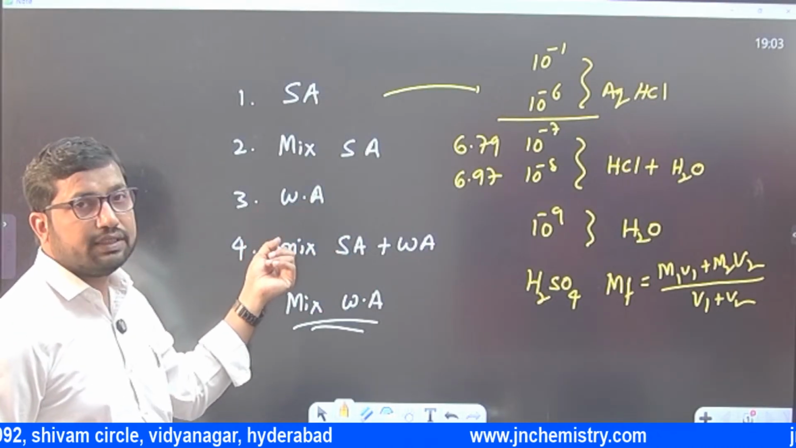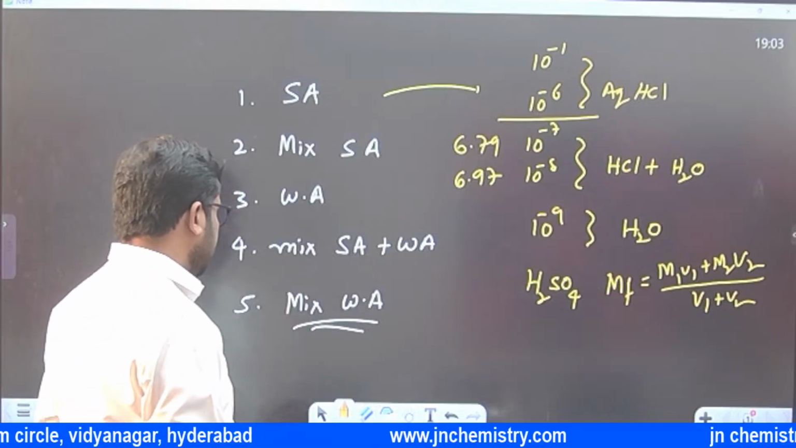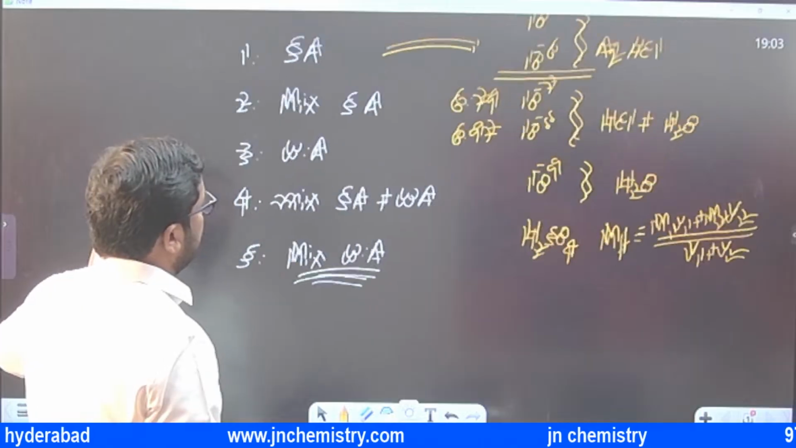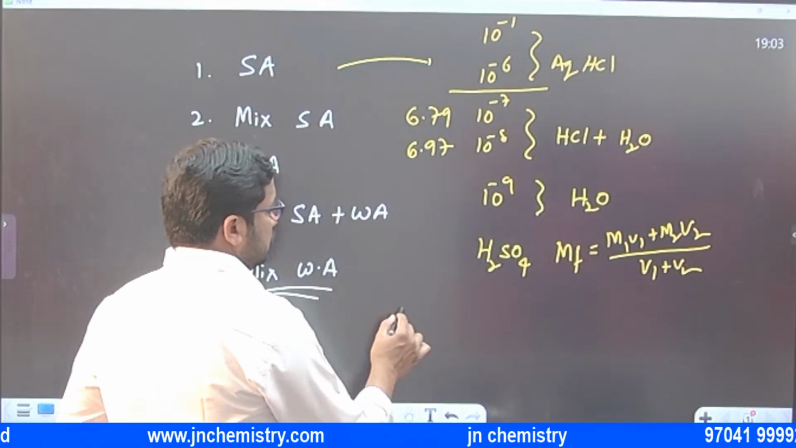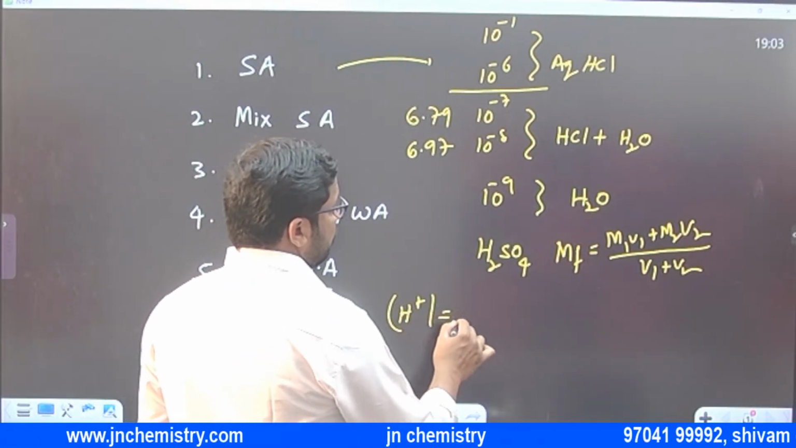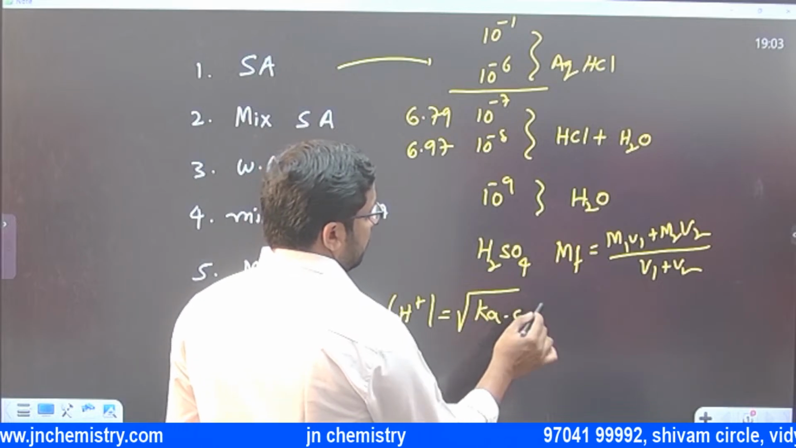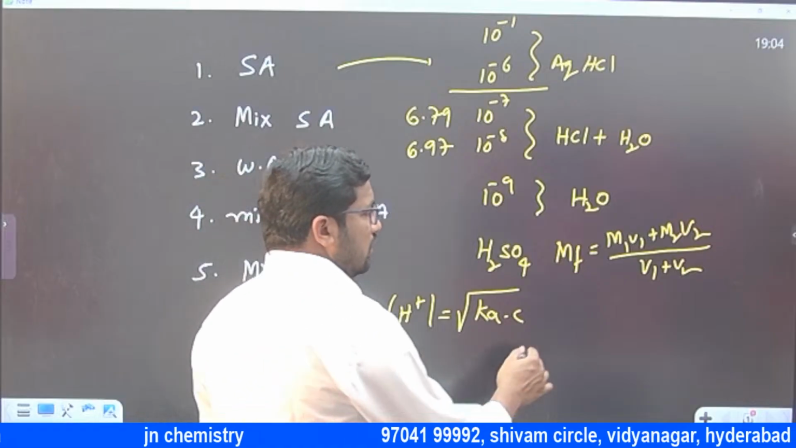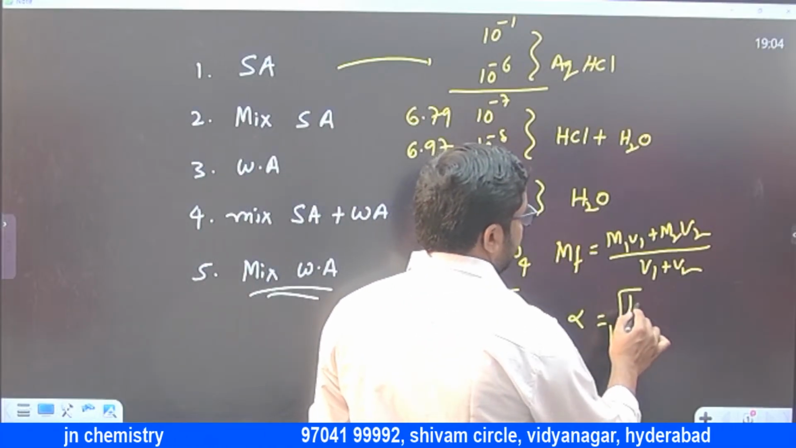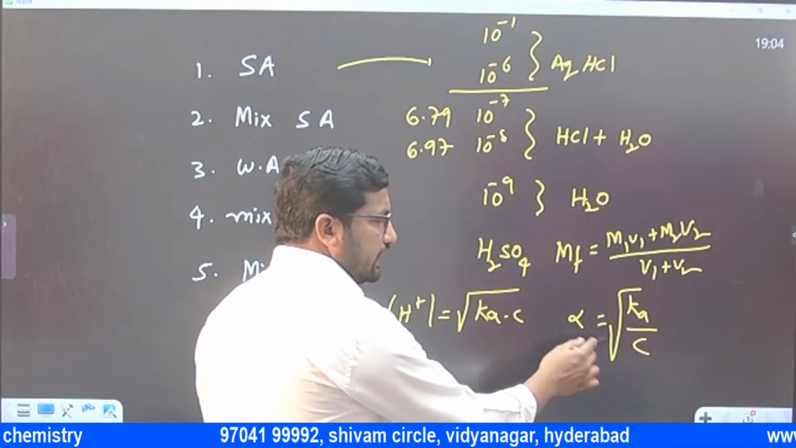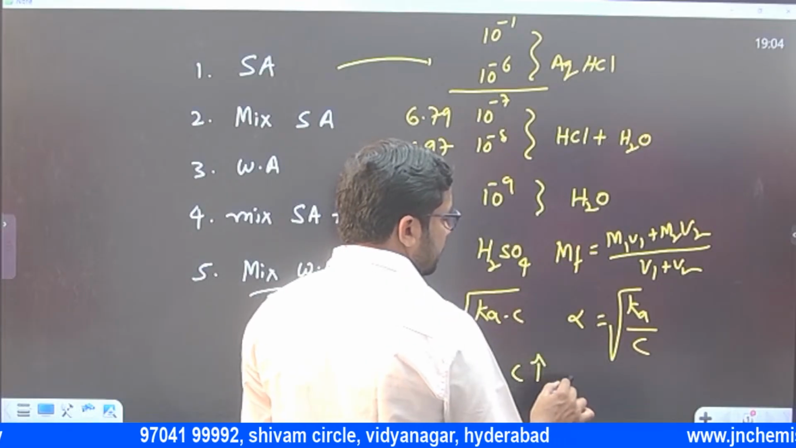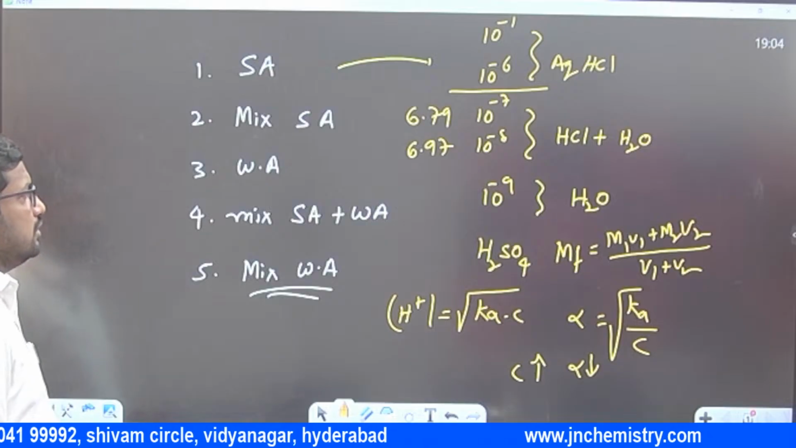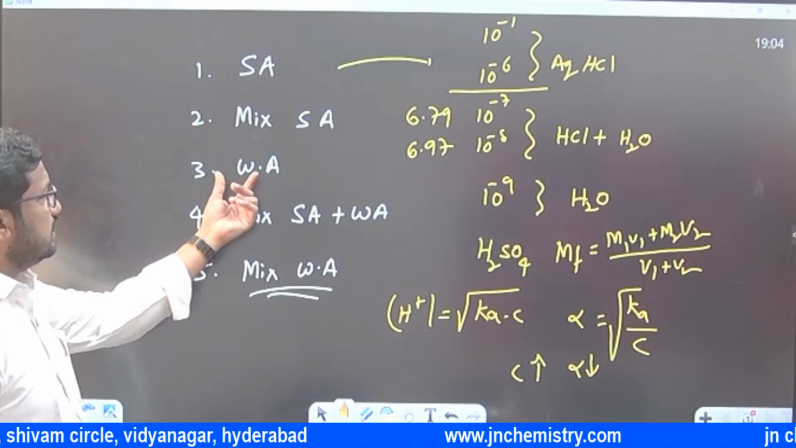Then the third case we discussed is the weak acid. In weak acid cases, what we need to do? H plus ion concentration is equal to under root of Ka into C. So if you know the H plus ion concentration, automatically what is alpha, Nana? Alpha, the degree of dissociation, is under root of Ka by C. So if concentration C increases, alpha is decreasing, Nana. So it is an inverse relationship. Based on that we discussed the weak acid.